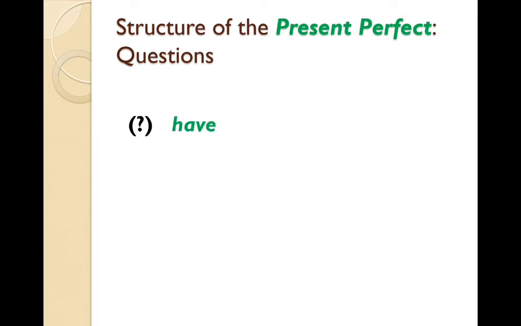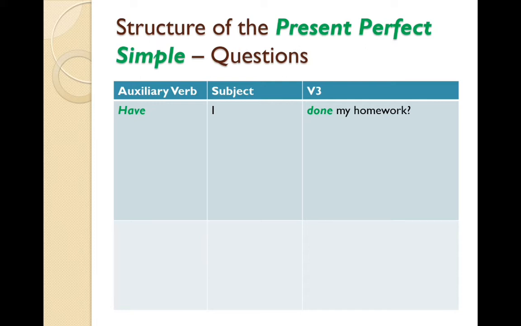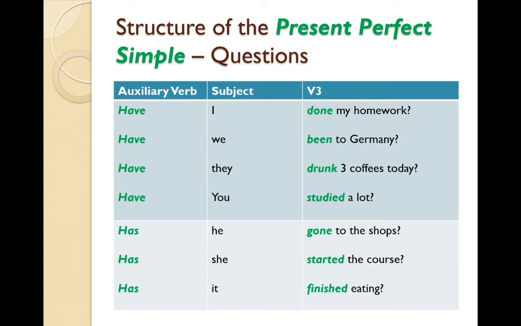For questions, we start with have or has plus the subject plus the past participle. Have I been to Portugal? Has he studied French? Have I done my homework? Have we been to Germany? Have they drunk 3 coffees today? Have you studied a lot? Has he gone to the shops? Has she started the course? Has it finished eating?